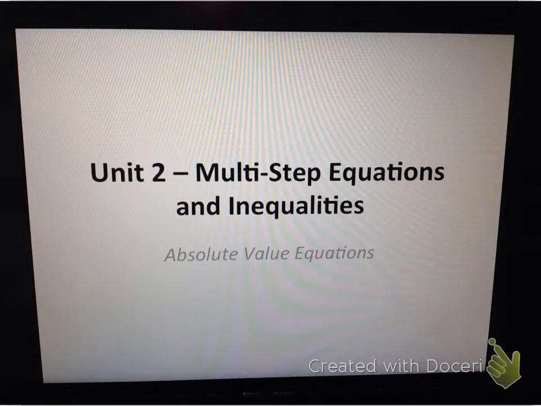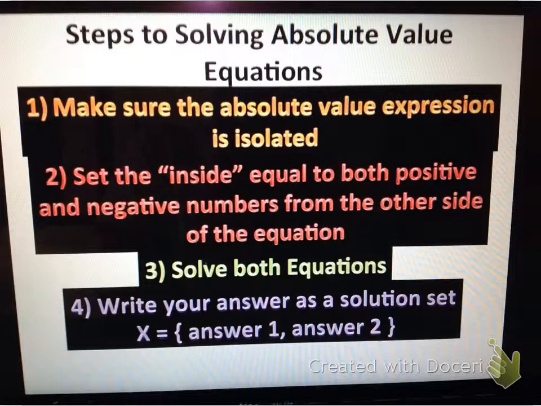Today we're continuing Unit 2, which is multi-step equations and inequalities, by talking about absolute value equations. The steps to solving absolute value equations are as follows. Step number 1 is to make sure the absolute value expression is isolated. Step number 2 is to set the inside equal to both positive and negative numbers from the other side of the equation. Step number 3 is to solve both equations. Step number 4 is to write your answer as a solution set.